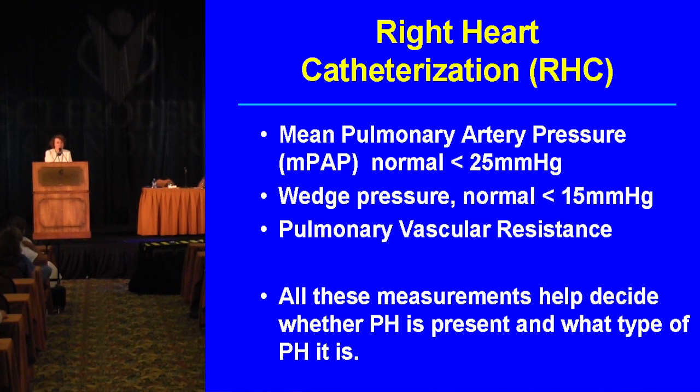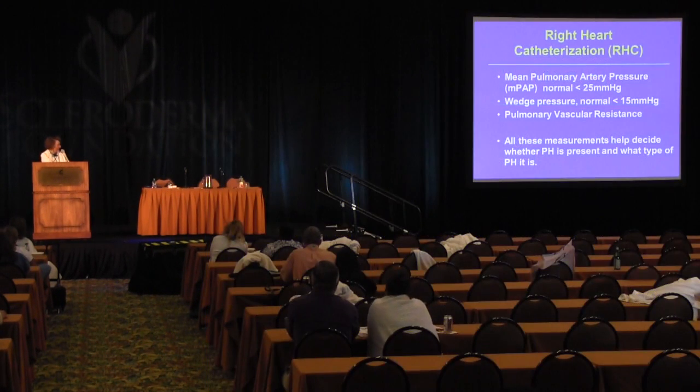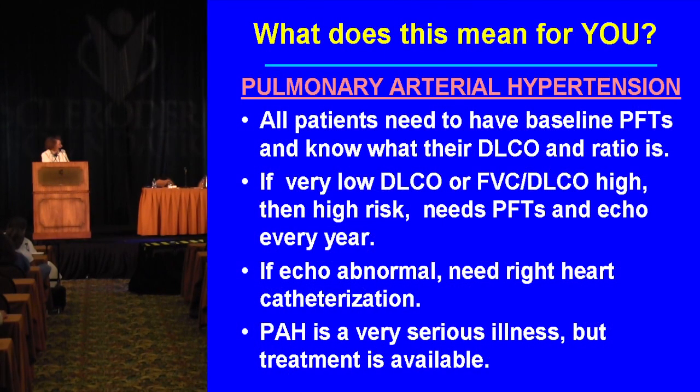So the other parameter is called a pulmonary vascular resistance. And again, this is just another measure that the doctors can use to determine how severe your pulmonary hypertension is, what kind of pulmonary hypertension it is. So all these features are very important to try to sort out whether this is pulmonary arterial hypertension or pulmonary hypertension from other causes.